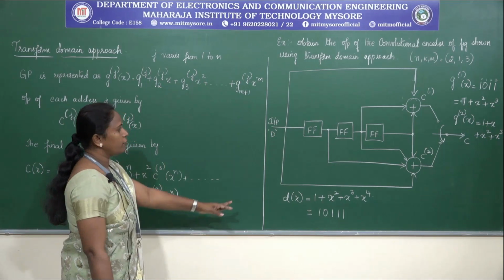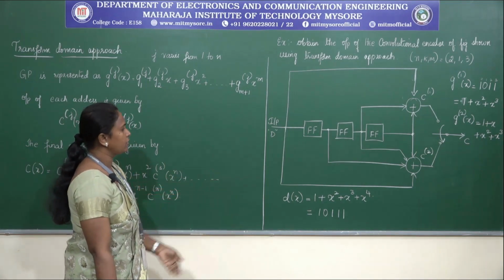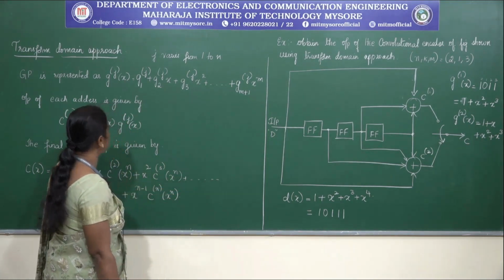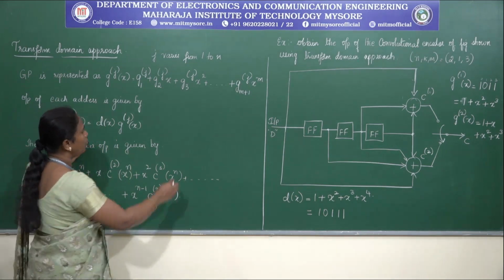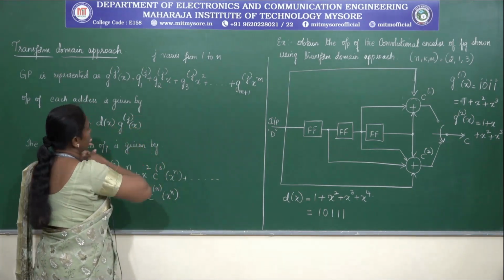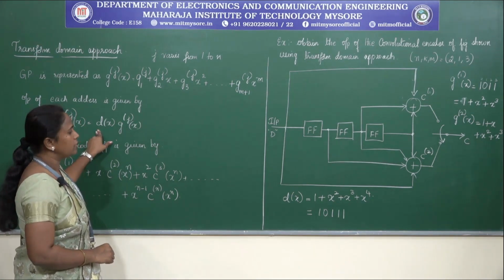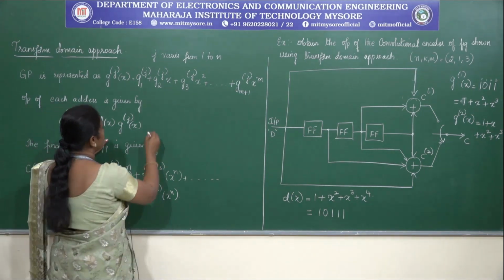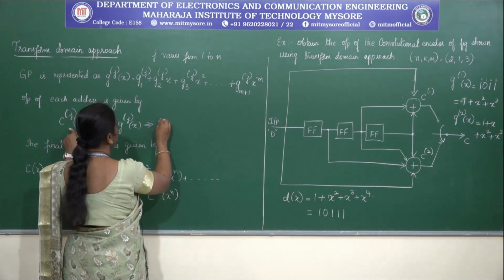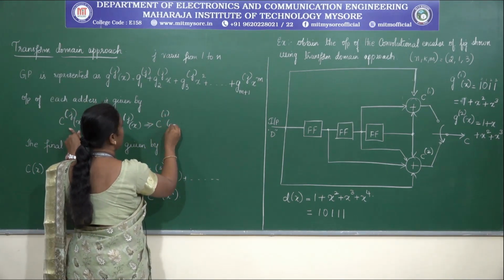So now once we have found out g of x and d of x, finally we need to find what is your c of x. How we are going to find c of x is, you are going to use this formula to calculate your c of x.